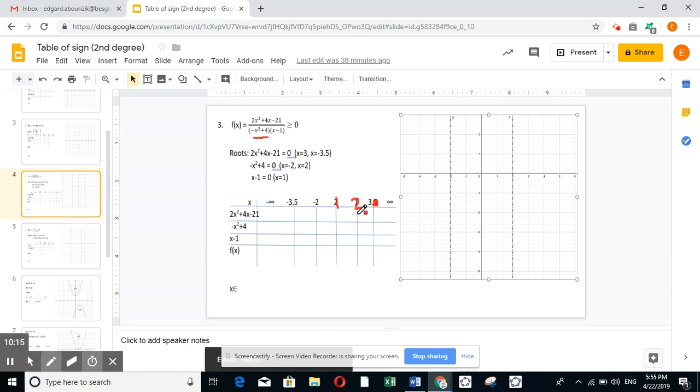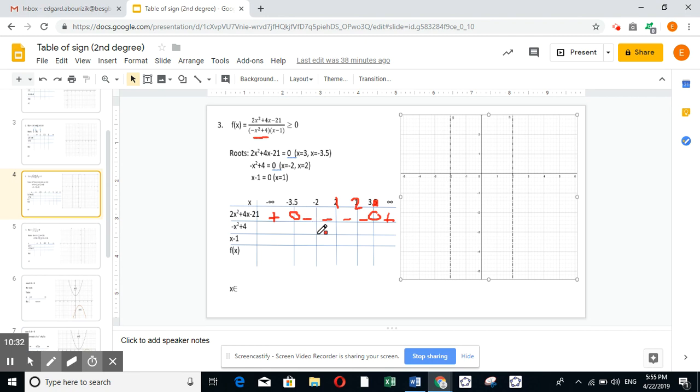So let me start by the first one. You have two roots. You have the 3 here, and you have minus 3.5. So since equation of second degree, same sign, positive, then negative, negative, negative, negative, then positive.